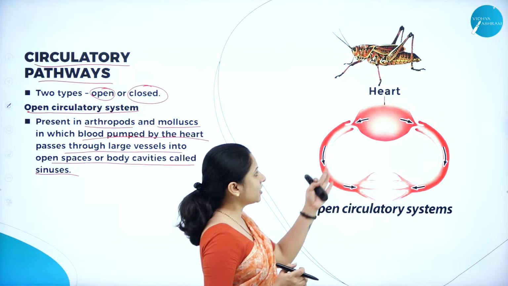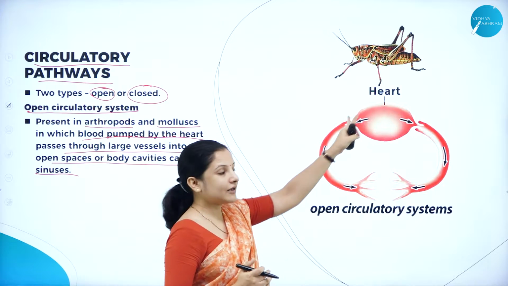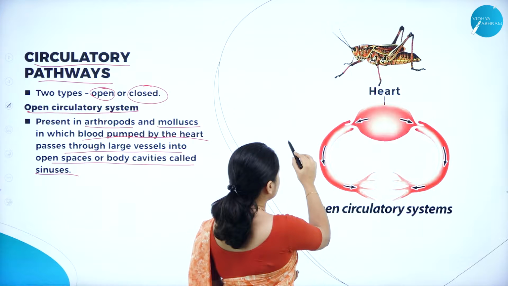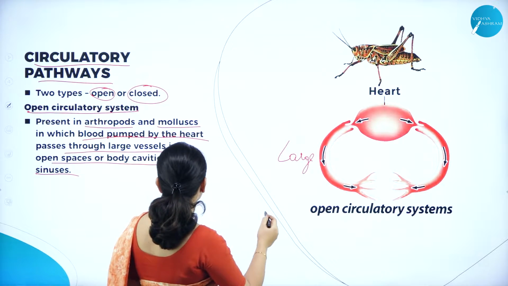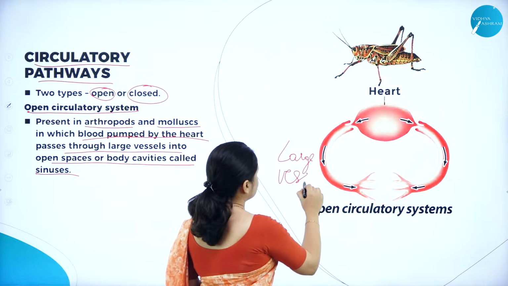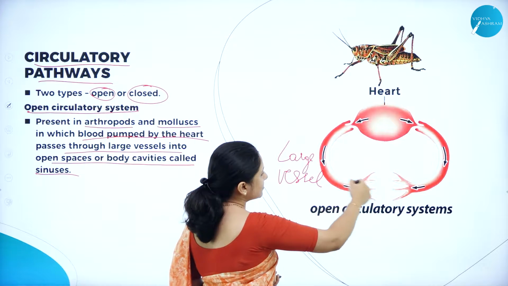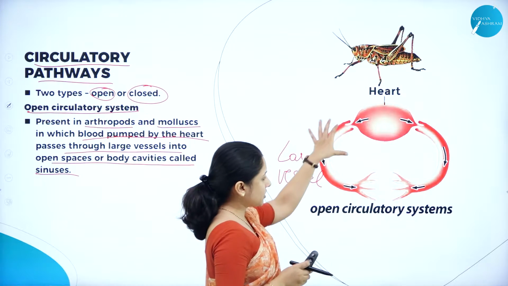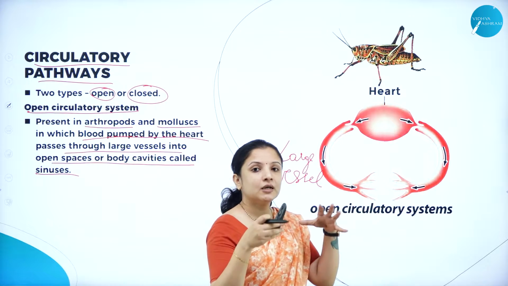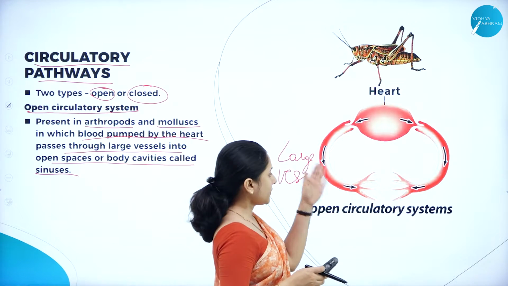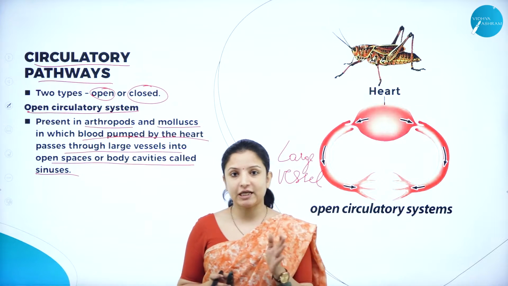As you can see here, there is the heart. The heart has 2 large veins, that is, large vessels. We call them large vessels. Through these large vessels, the blood travels and directly, whatever organ is there, the organs bathe in the blood. So this is called the open circulatory system.